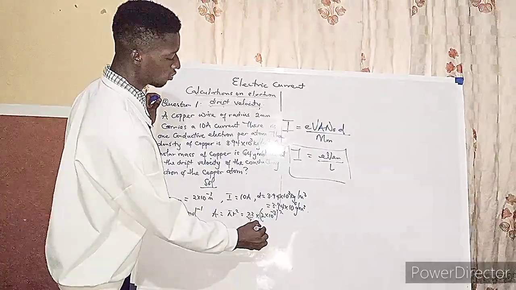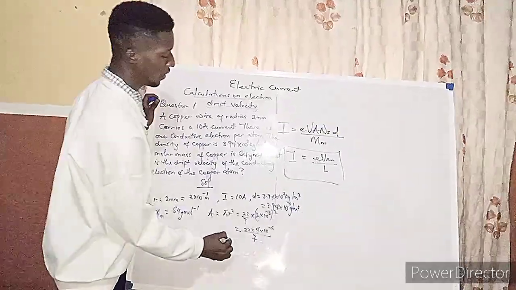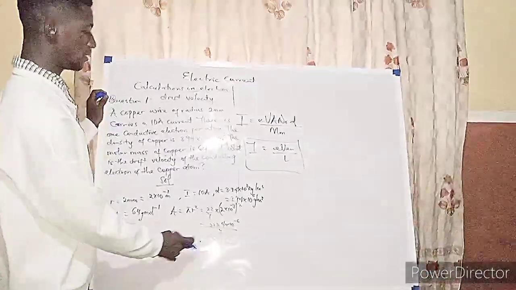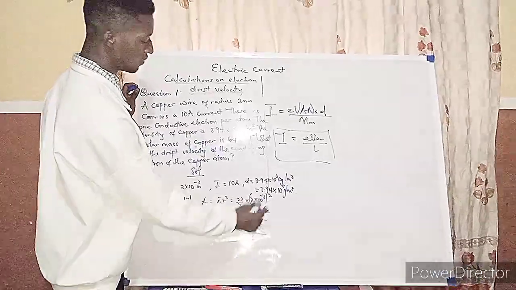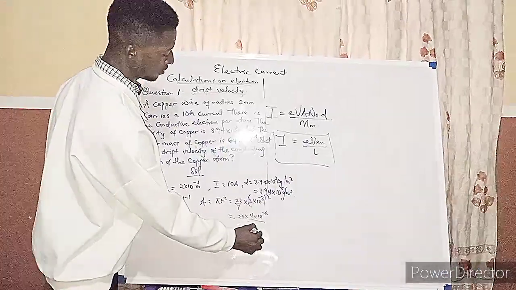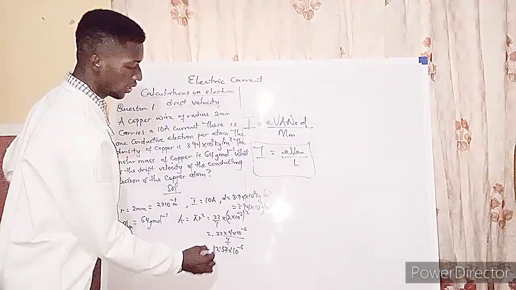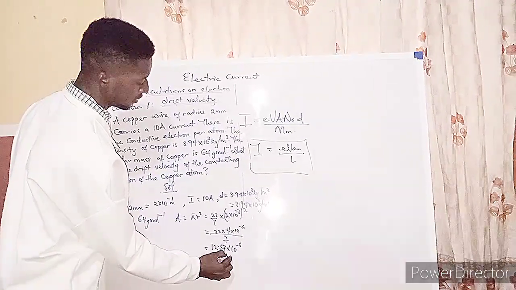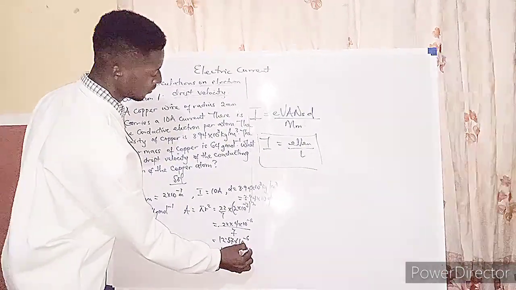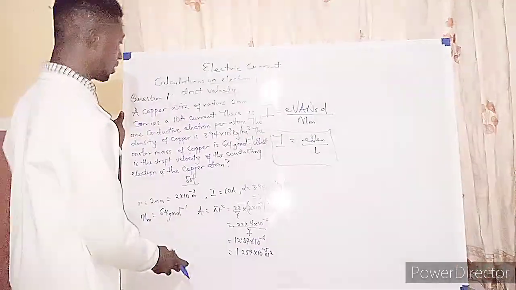When you square this, it will give us 4 times 10 to the power minus 6. Everything divided by what now? Divided by 7. So let's get the value to this. That is 88/7 times 10 to the power minus 6. That is approximately 12.57, which gives us 1.257 times 10 to the power minus 5 meter square. So that's our area.